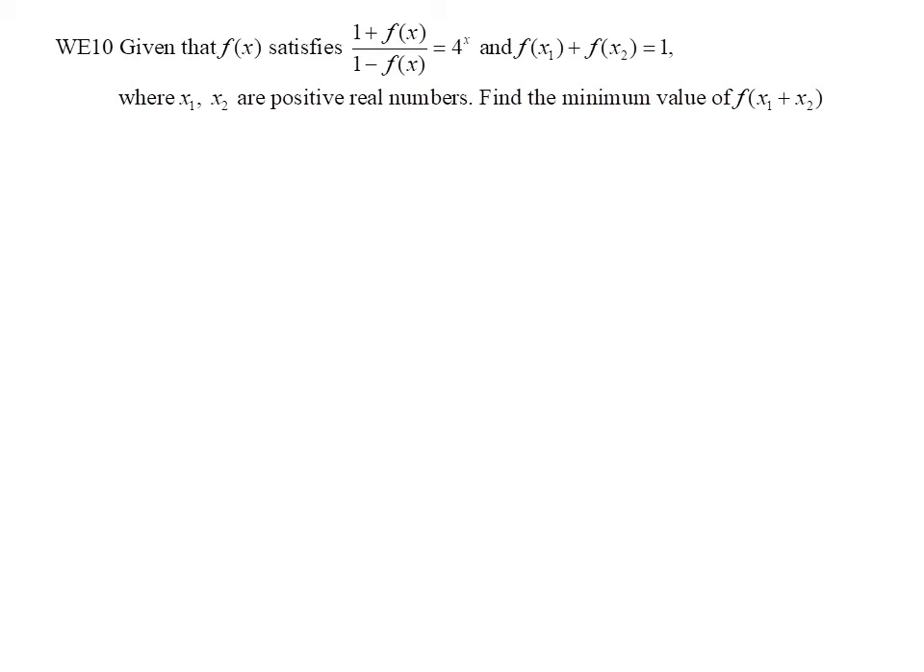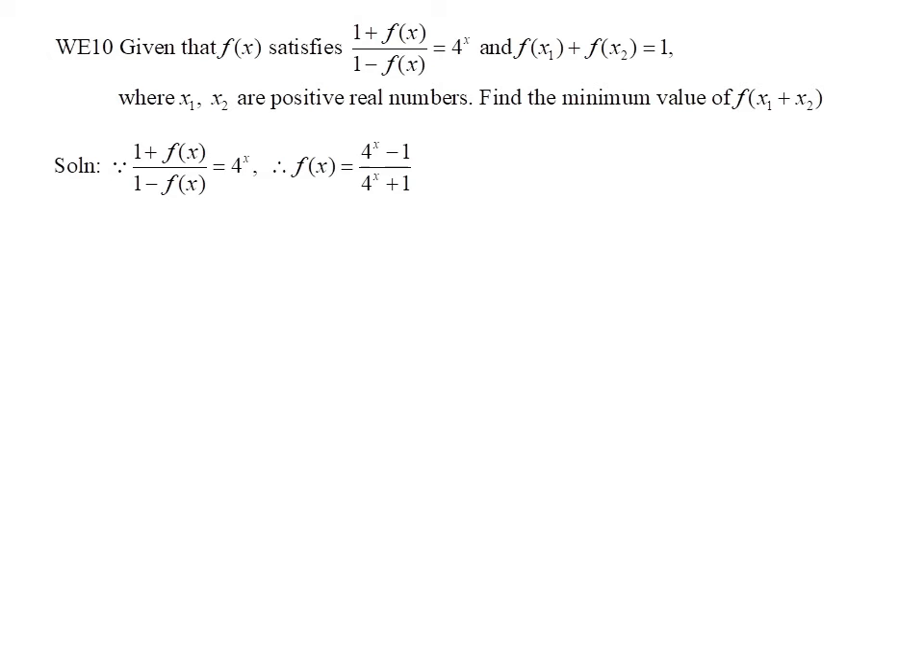There is a function f(x) in example 10, and it satisfies the equation (1 plus f(x)) over (1 minus f(x)) equals 4 to the x. If x sub 1 and x sub 2 are two positive real numbers, and they satisfy the equation f(x sub 1) plus f(x sub 2) equals 1, the question is to find the minimum value of f(x sub 1 plus x sub 2).